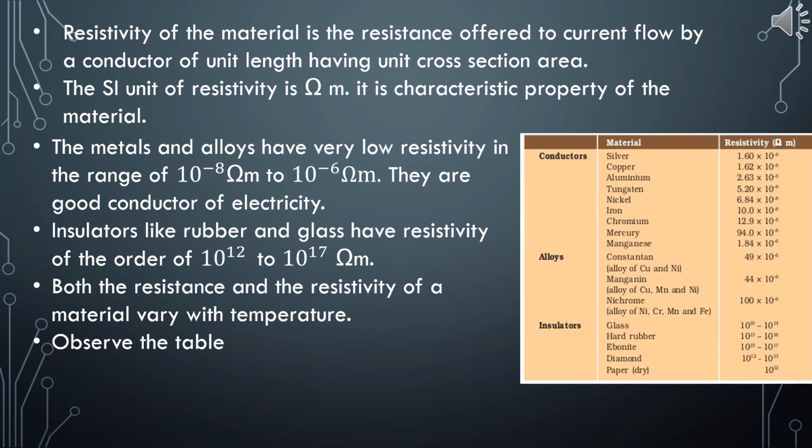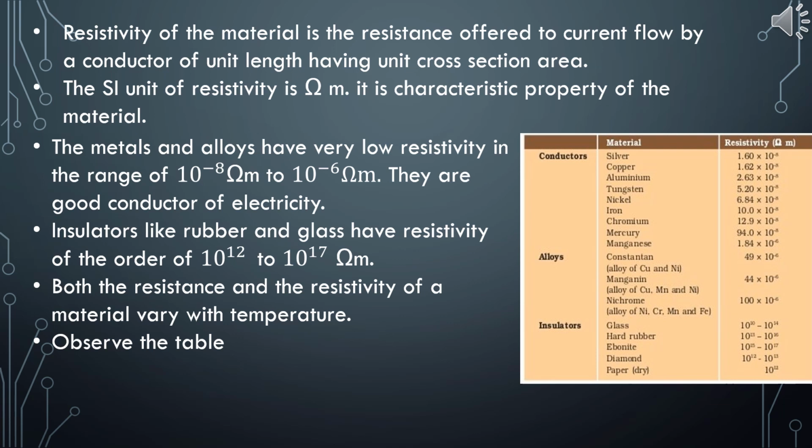The first point is that metals and alloys have very low resistivity, in the range of 10 to the power minus 8 ohm meter to 10 to the power minus 6 ohm meter, and they are good conductors of electricity. In the table you can observe that from silver to manganese, the resistivity values are in the range of 10 to the power minus 6 to 10 to the power minus 8, and those are categorized under conductors.